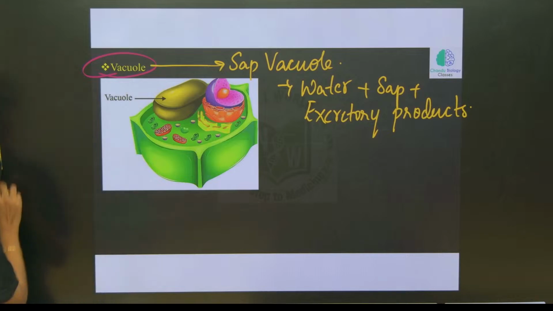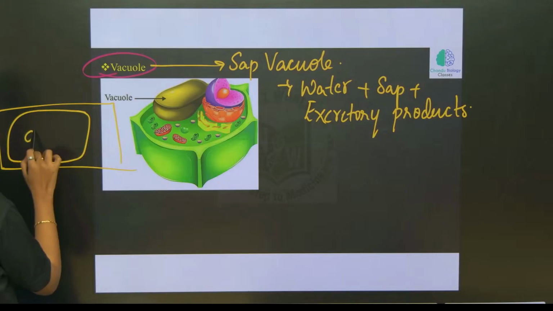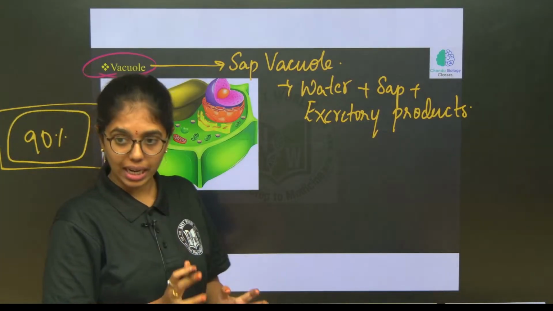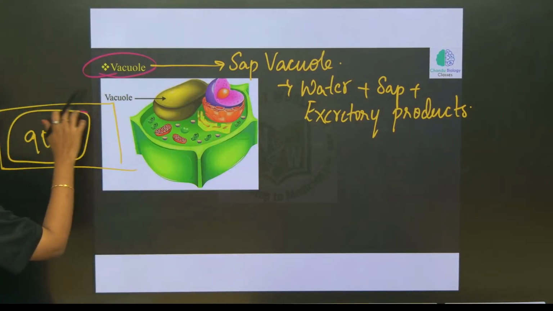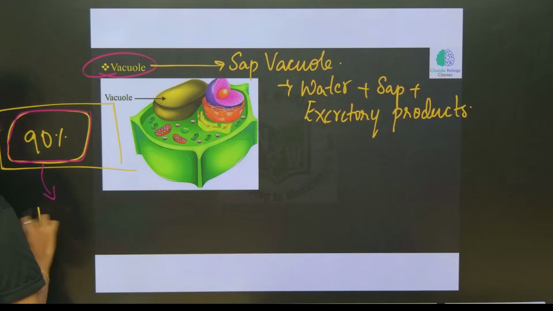The vacuole occupies 90% of the cell volume in a plant cell. And the vacuole is surrounded by a single membrane. That single membrane is said to be tonoplast.